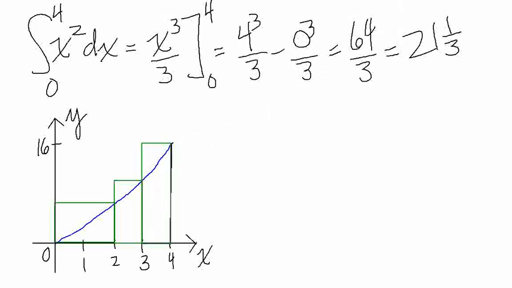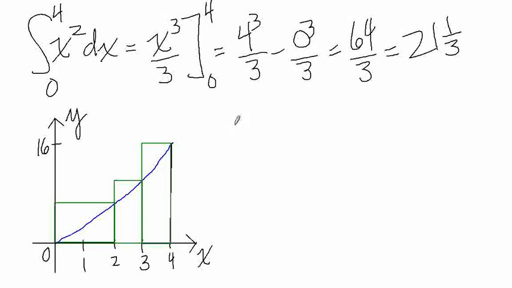All right, so the first rectangle corresponds to x values between 0 and 2. The second rectangle corresponds to x values between 2 and 3. And the third rectangle, the one furthest to the right, corresponds to x values between 3 and 4. All right, so let's sum the areas of the three rectangles.